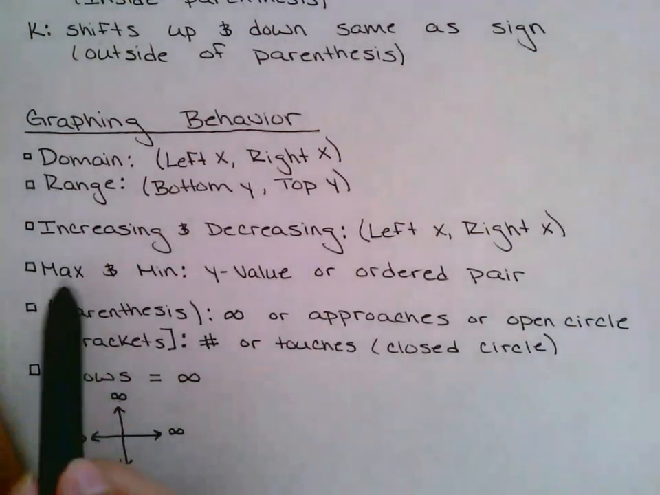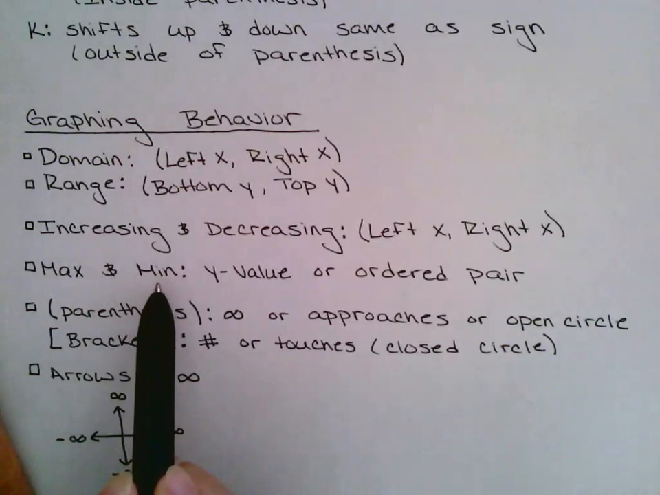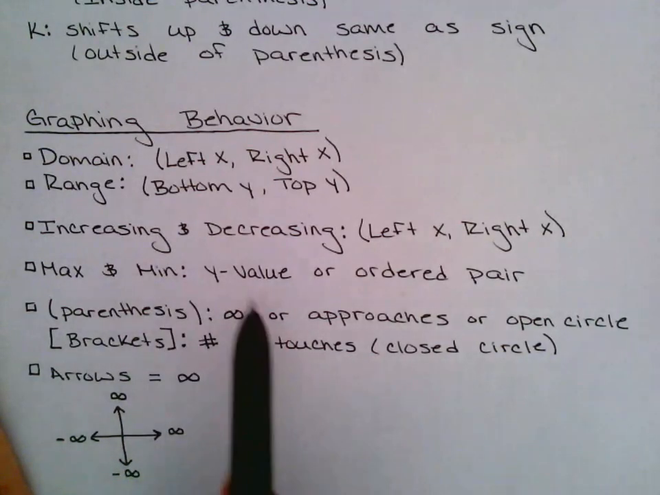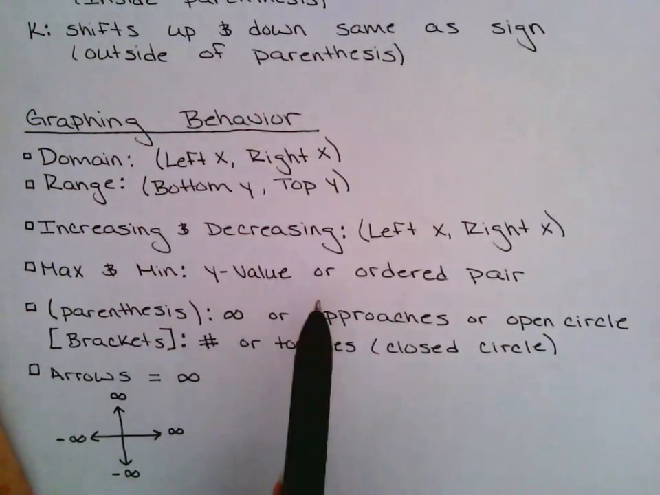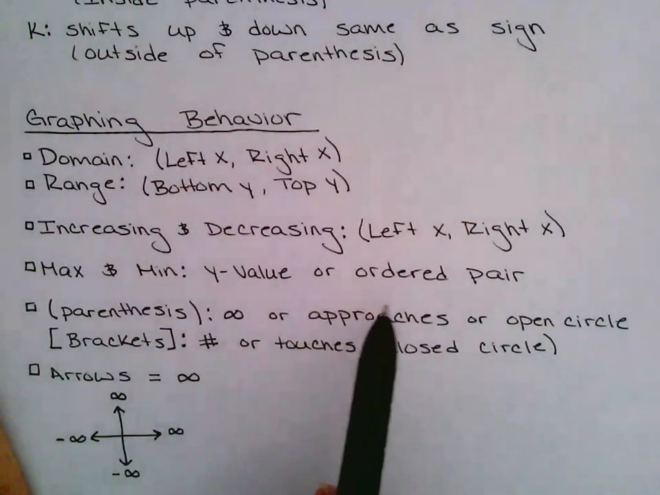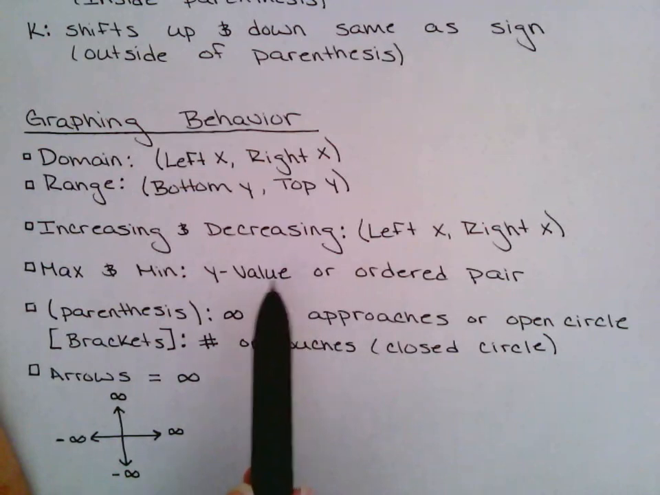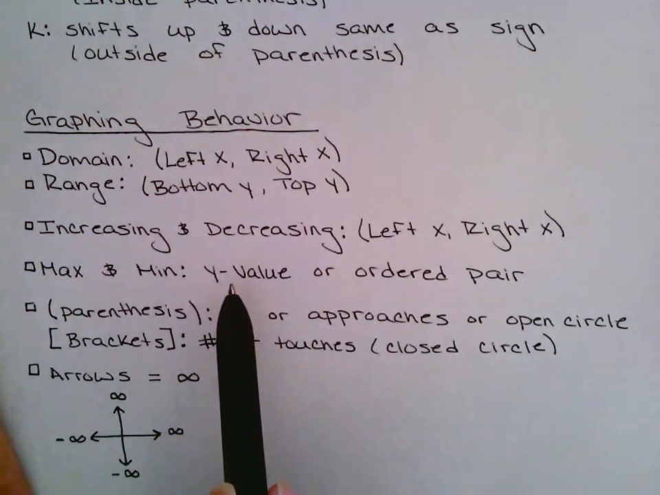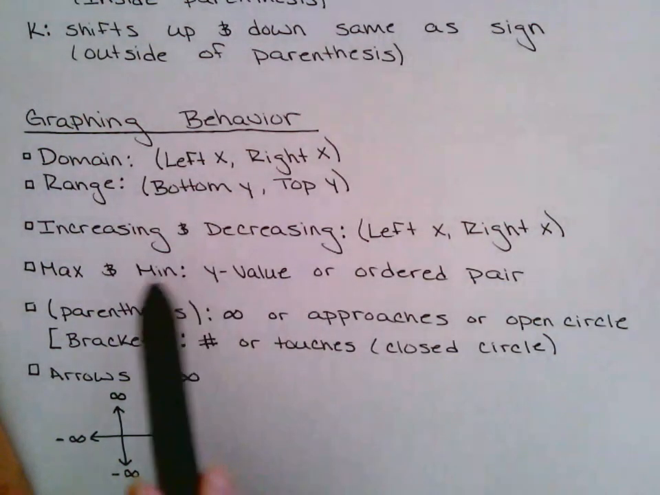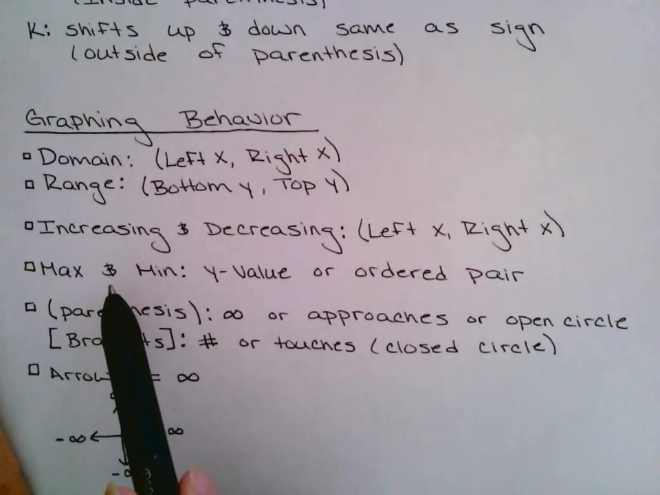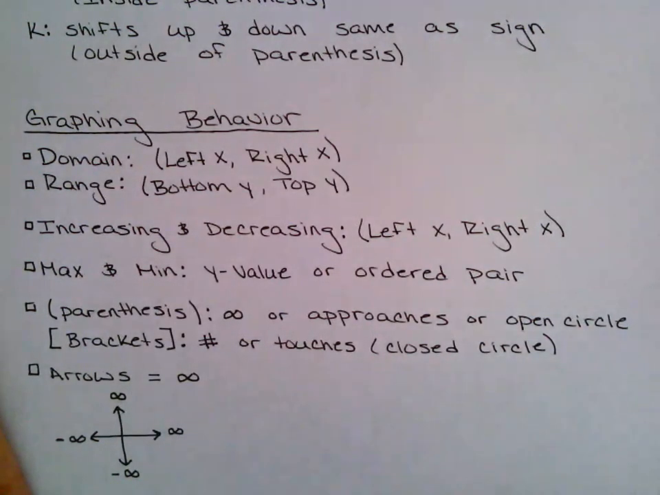All right? For our max and our min, you can do one of two things. You can just put the y value, or to play it safe, you can put the ordered pair. The reason why I say play it safe is because if you list the x value, that is not telling you what the actual value of the minimum or maximum is. It's telling you the location of it. So be careful with that.